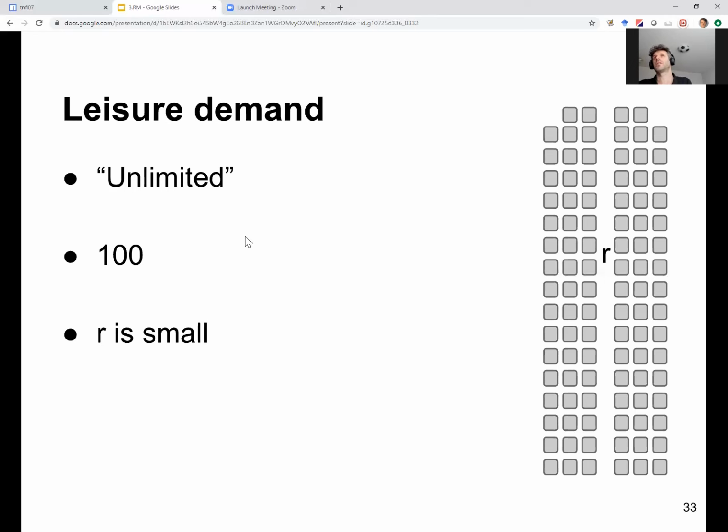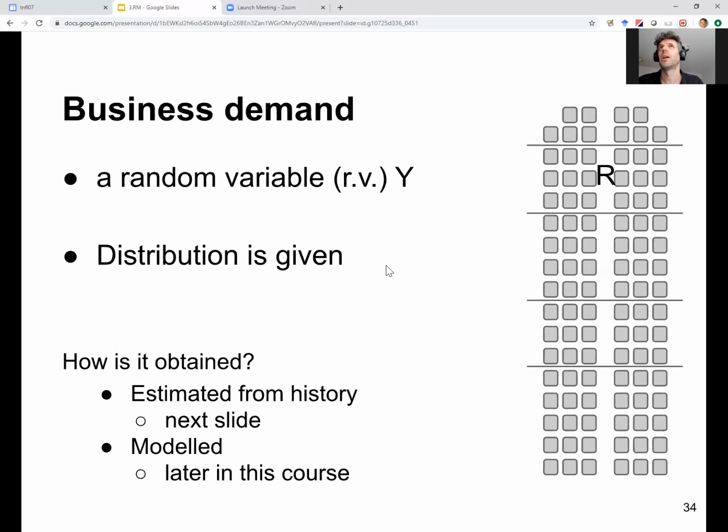But the simplest thing to assume is that for the leisure, we know that if we want, we can get all 100 seats filled with them. And now the interesting part, and this is where the question comes in, is that we don't know the business demand for sure. If we did, of course, we would have sold as many as the business wants, and then the rest goes to the leisure.